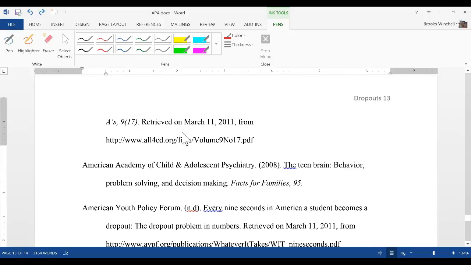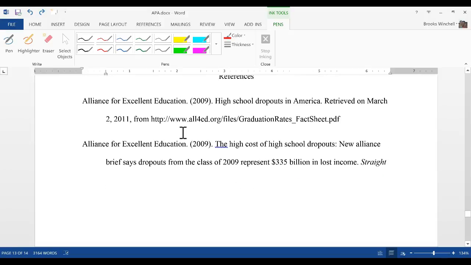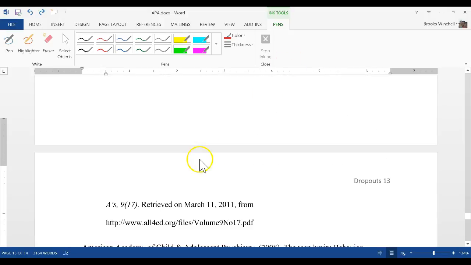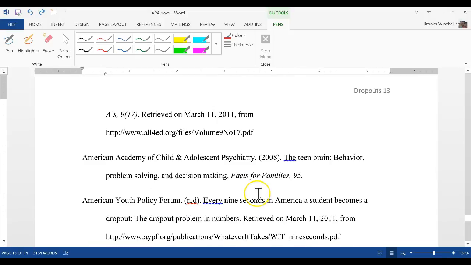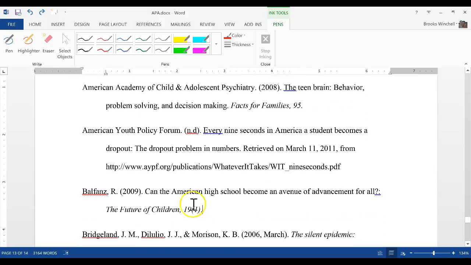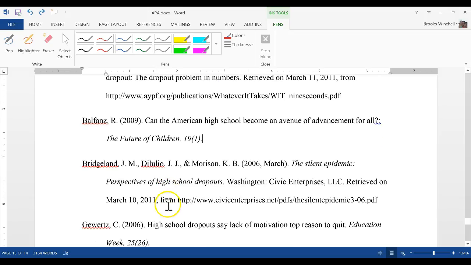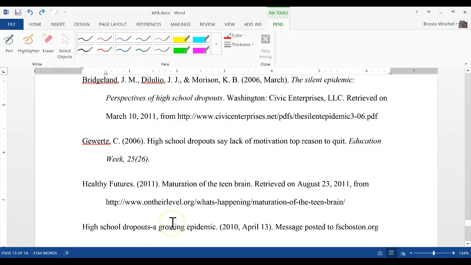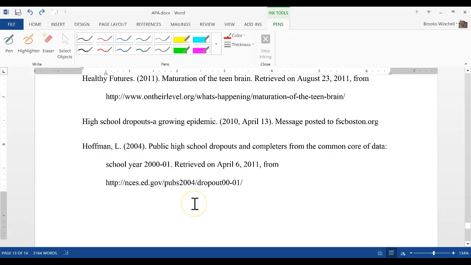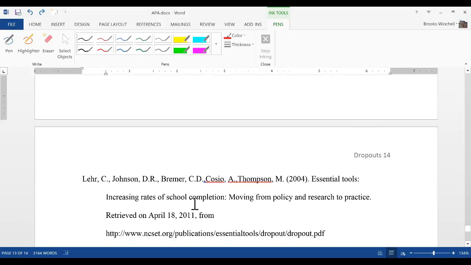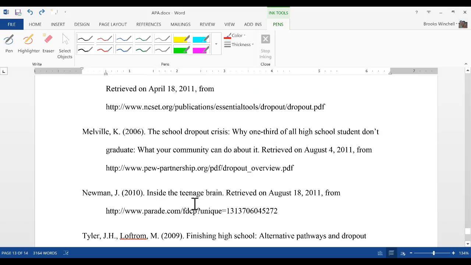She has a pretty good mix of sources in here. If we look through, we can see she has some websites like that, but she also has some journal articles like this one. Here's another website. Here's a journal article. Here's another website. Here's another journal article. Here's another website. So she mostly has websites and journal articles. She doesn't actually have any books in here.